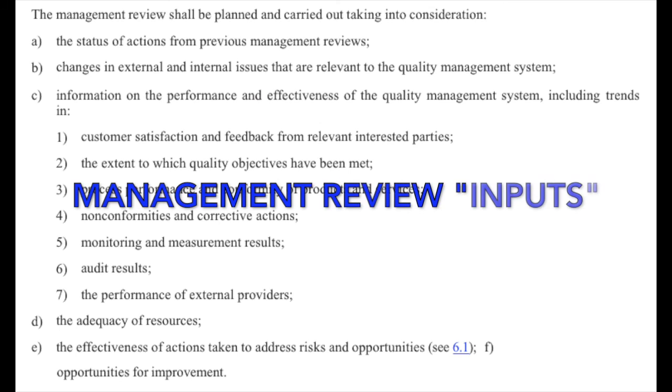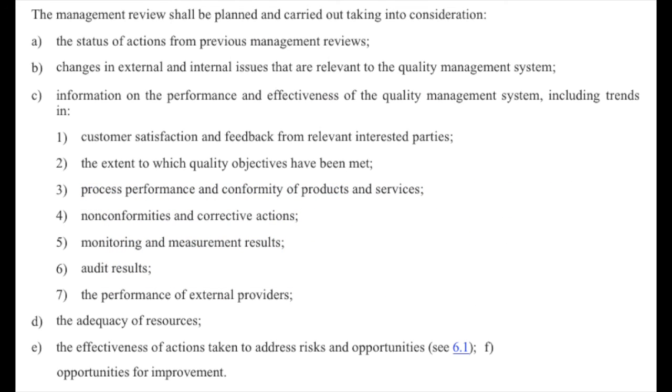Items that must be covered during the management review are the status of actions from previous management reviews, any internal or external issues or changes that may be relevant to the quality management system, information on the performance and effectiveness of the QMS, including trends in customer satisfaction and feedback from relevant interested parties, the extent to which quality objectives have been met, process, performance, and conformity of products and services, nonconformities and corrective actions, monitoring and measuring results, audit results, performance of external providers, the adequacy of resources, and the effectiveness of actions taken to address risks and opportunities.